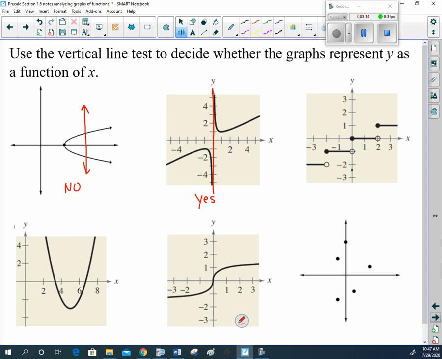Here, I do have things stacking, but that's closed and open. So since there's no repeat, that point would work, and that point would work. So this is a yes also. A parabola, yes, that's a function. This is a cube root, so yes, that's a function. And then I have these random points. I tried to line these up, so hopefully that looks vertical to you. So this would be a no, not a function. Doesn't pass the vertical line test.